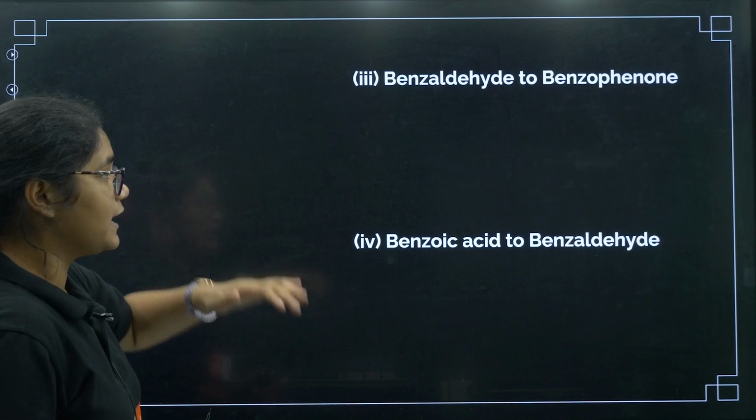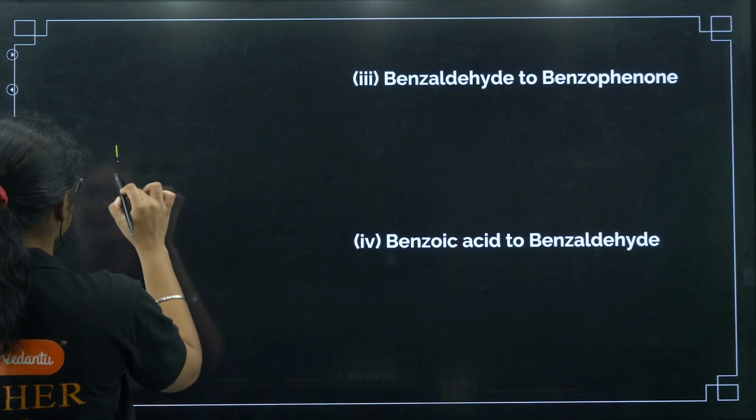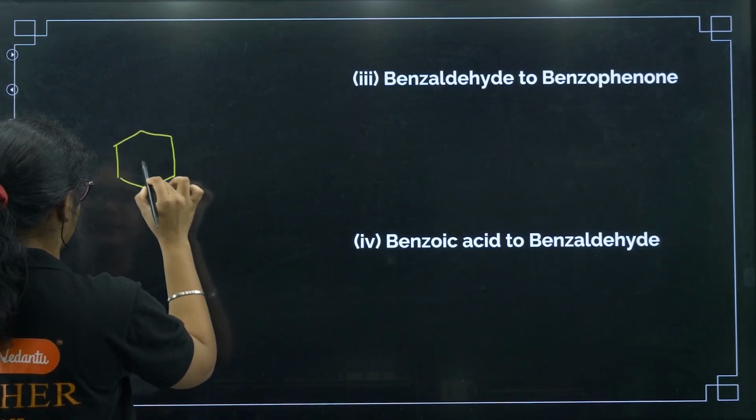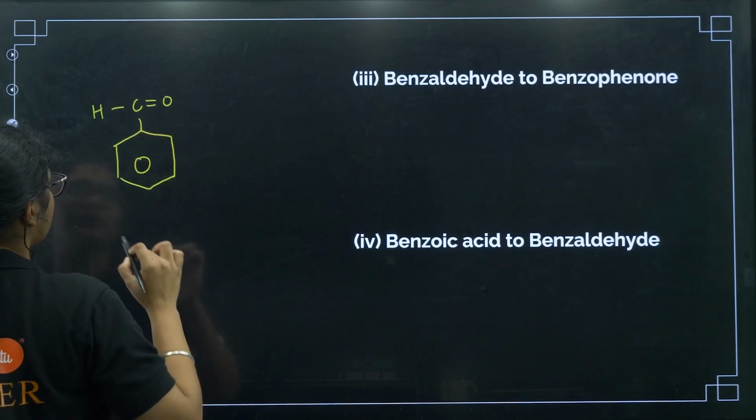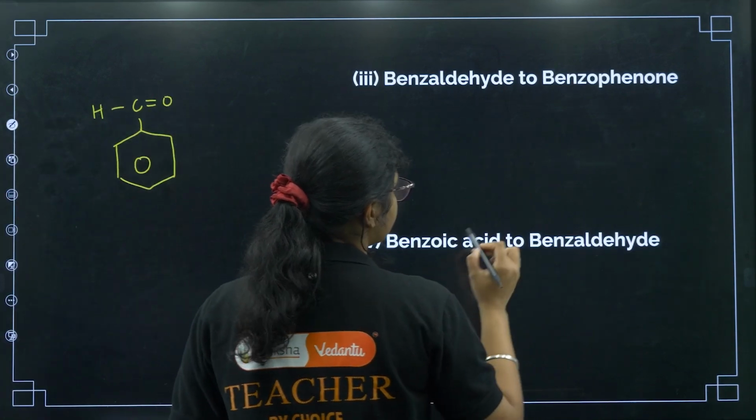Next is benzaldehyde to benzophenone. You have benzaldehyde, and you want benzophenone.